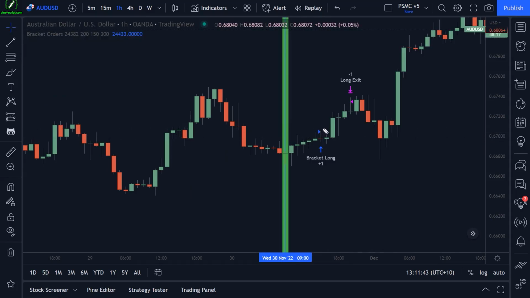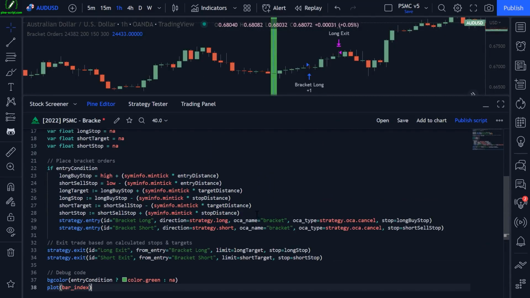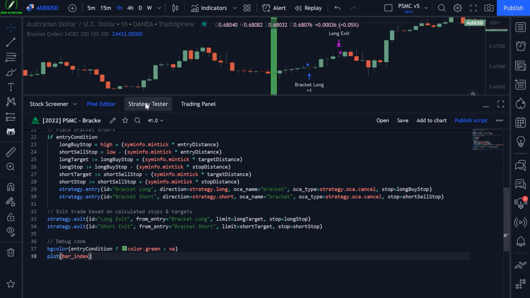Now our bar will be highlighted here. And this time we got triggered on a long trade, 20 pips above the high, and then a 30 pip target got hit, and our 15 pip stop loss did not get hit. So winning trade. And when this long trade gets triggered, our sell stop, which would have been down here somewhere, got cancelled. And that is how you place a bracket order. Now you could probably tidy up this code a bit more, but this is just a really simple example of how to use bracket orders in PineScript through the strategy tester.